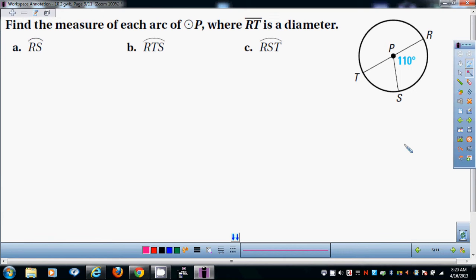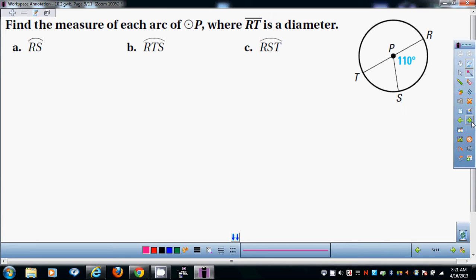What about arc RST, Donovan? Very good. 180. And therefore, that would make that minor or major or what? A semicircle. Very nice.